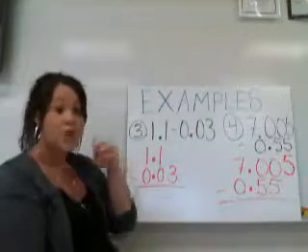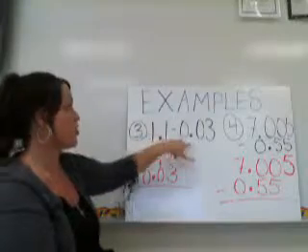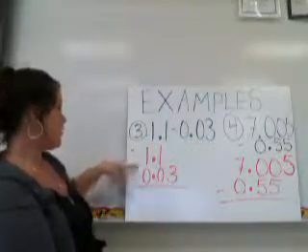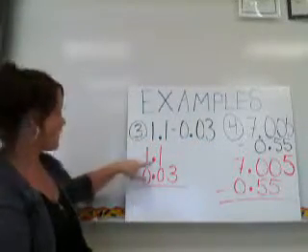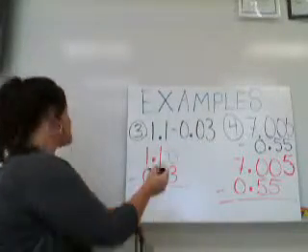And now we're going to look at some subtraction examples. The first number is 1 and 1/10. Subtract 3 hundredths. I have my numbers lined up. The decimals are in the same place, but I'm going to add a 0 so that they're the same length.